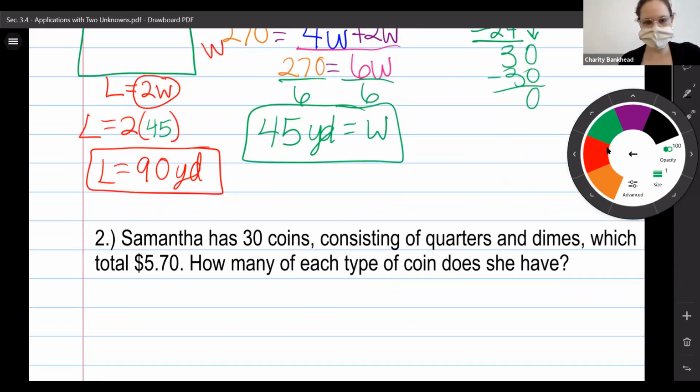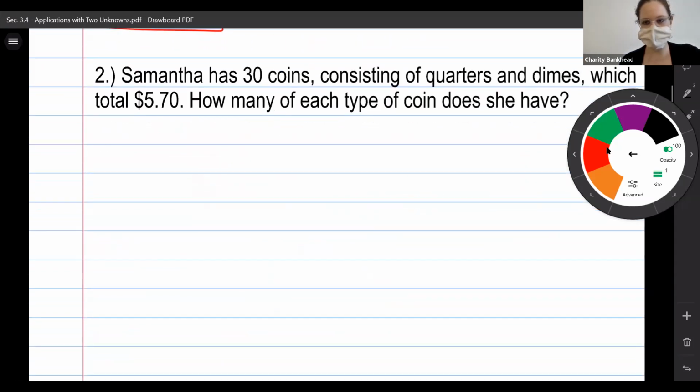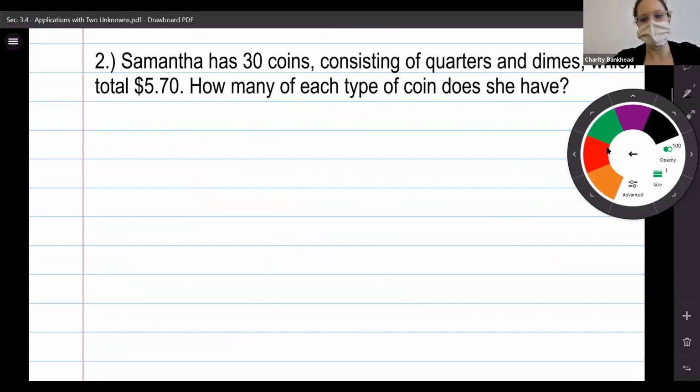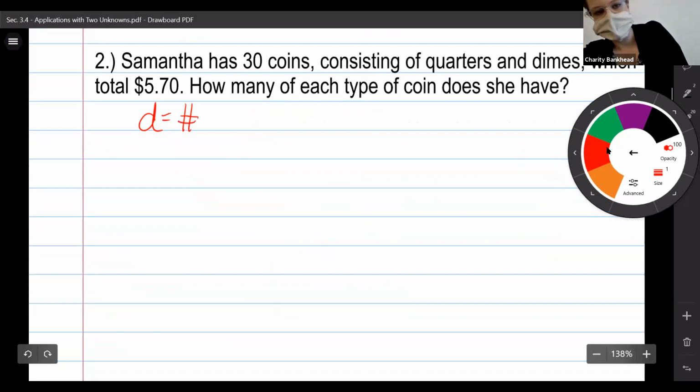All right. Number 2 says, Samantha has 30 coins consisting of quarters and dimes, which total $5.70. How many of each type of coin does she have? Okay. So I will start out with defining D is equal to the number of dimes that she has.